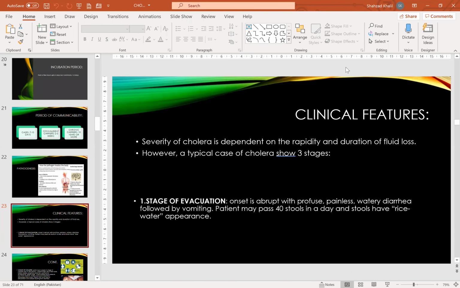Clinical features. Severity of cholera is dependent on the rapidity and duration of fluid loss. However, a typical case of cholera shows three stages. Number one, stage of evacuation. Onset is abrupt with profuse, painless, watery diarrhea followed by vomiting. Patient may pass 40 stools in a day and stools have rice water appearance.